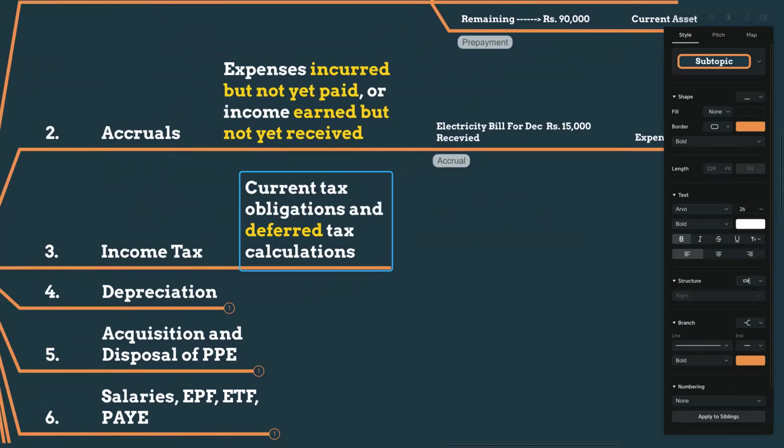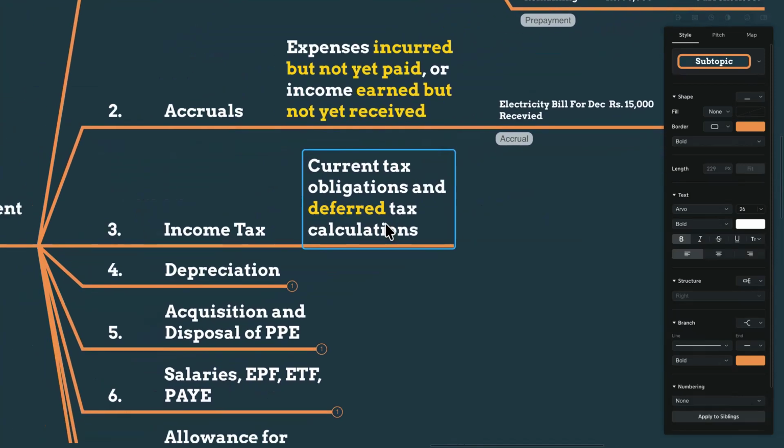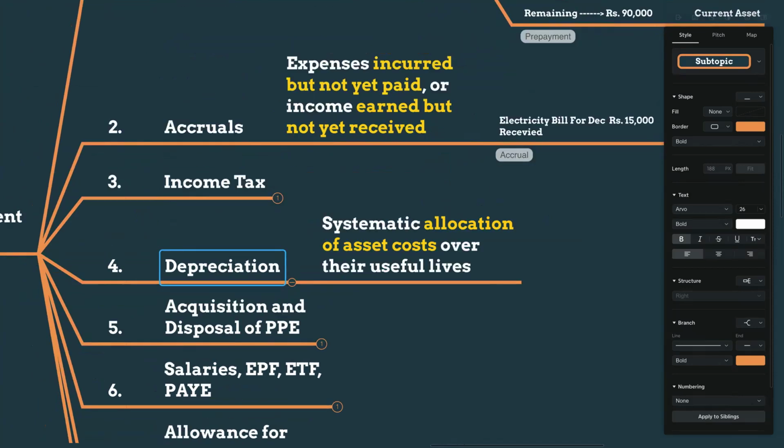Let me talk about income tax, the current tax obligations and deferred tax calculations. Let's say you earned a profit of, let's say, 200,000. That is a taxable income. And you are going to pay 40% or 30% income tax according to the Inland Revenue Department tax rates. So that is income tax. So we will teach you about those adjustments.